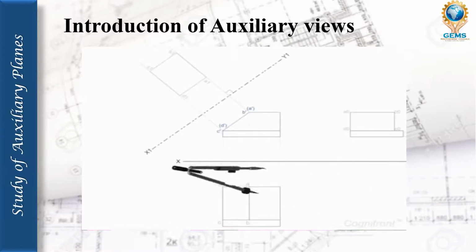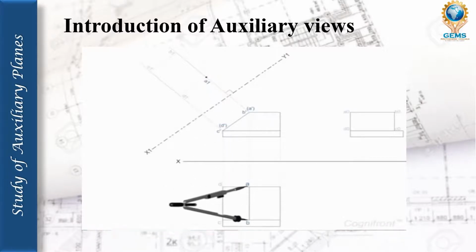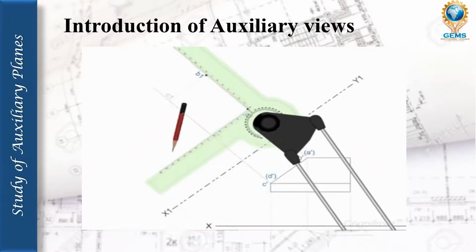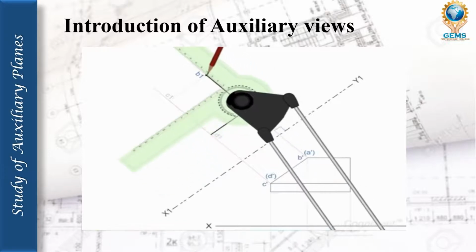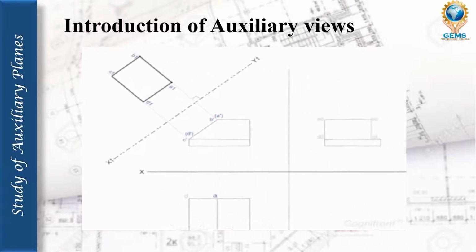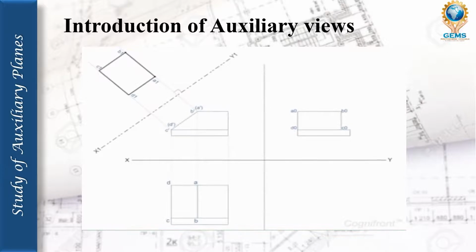Now, measure the distances of the endpoints of the surface ABCD from the respective view and mark them on the perpendicular projectors above x1, y1. Let's join all the points obtained. This is the required auxiliary view showing the true shape and size of the slant surface ABCD. So friends, we can construct the auxiliary view by the above mentioned procedure. We shall see some more applications in the next sessions.